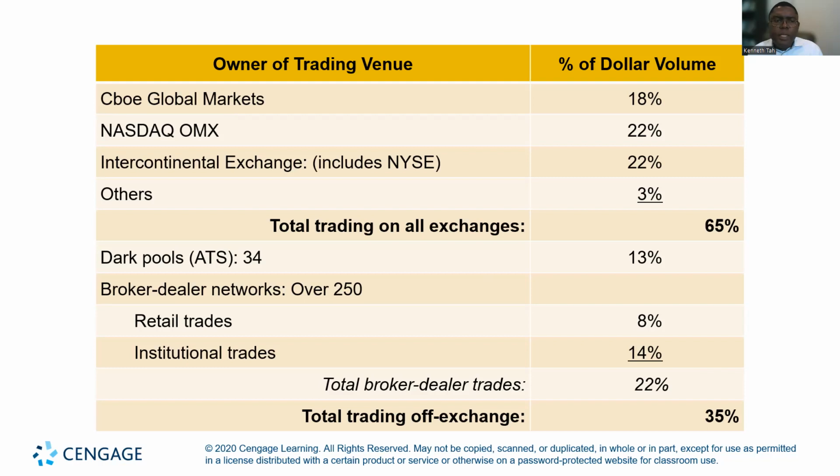Owners of trading volume. What we find here, if we look at total trading on all exchanges, and this is the global market, NASDAQ, Intercontinental Exchange, which includes the New York Stock Exchange, the total trading on all exchanges is about 65%. We also have total trading on all other venues. This includes dark pools, broker-dealer networks, retail trade, and institutional trade. We add all of those up, it comes to about 35%. So more of the trading occurs on an organized exchange.